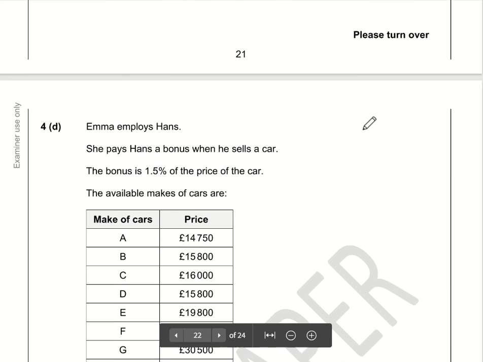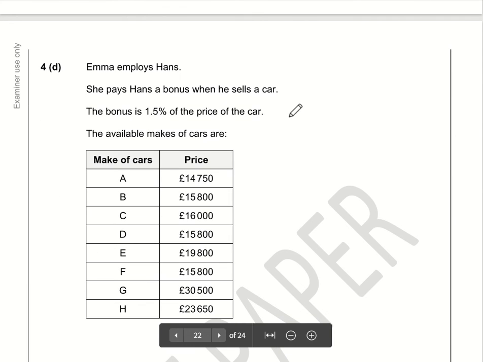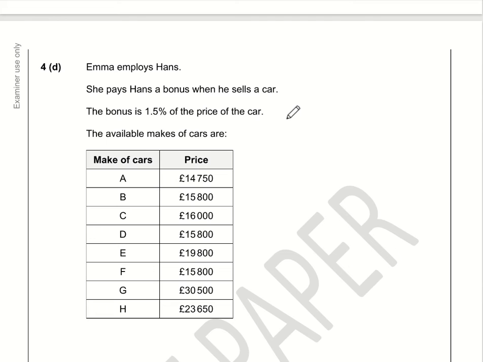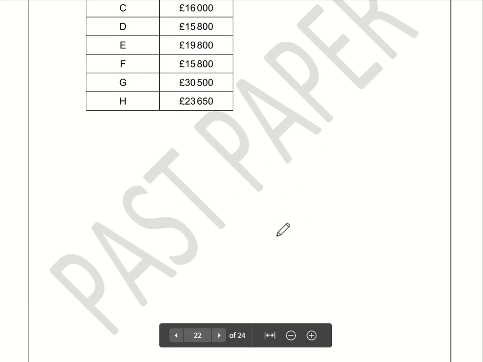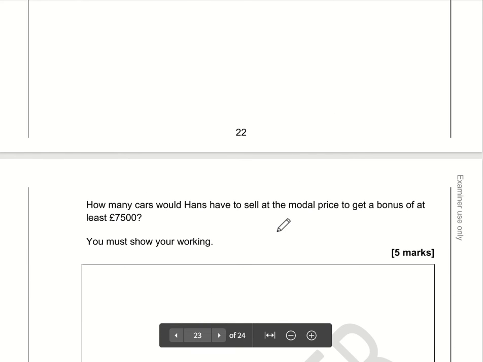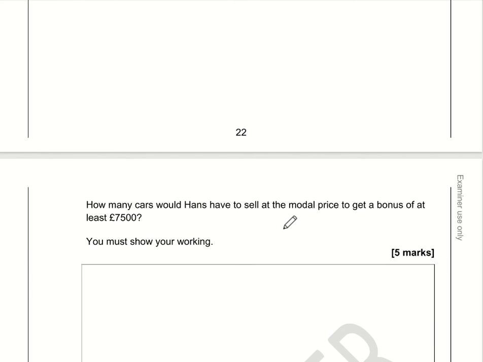Okay, and on to the final question. Emma employs Hans. Hans gets a bonus of 1.5%, and we've got these makes of cars and some prices. And how many cars would Hans have to sell at the modal price to get a bonus of at least £7,500? Well, what is the modal price?